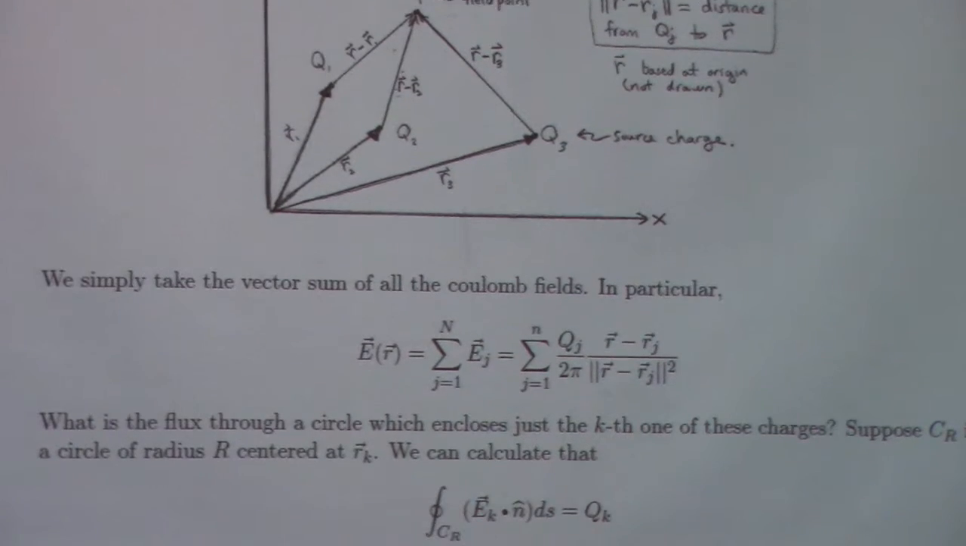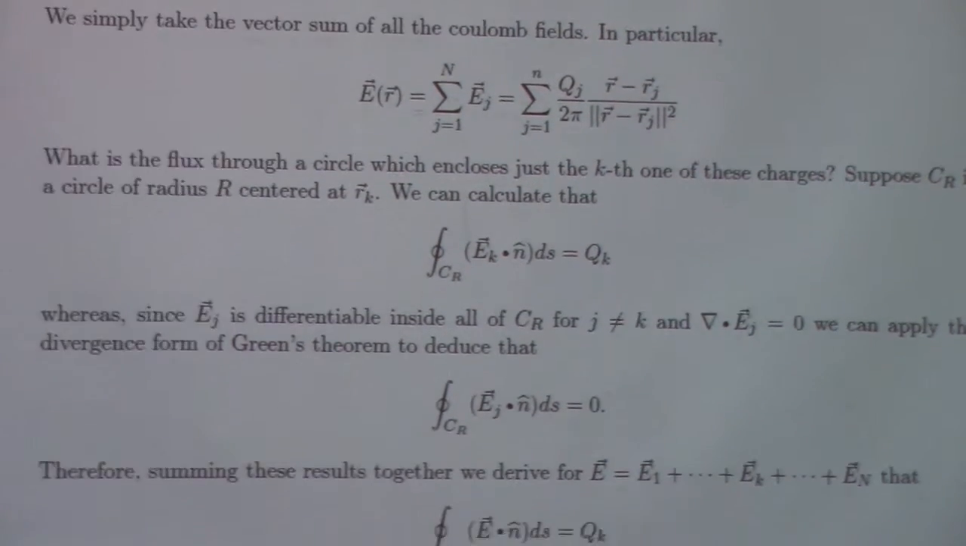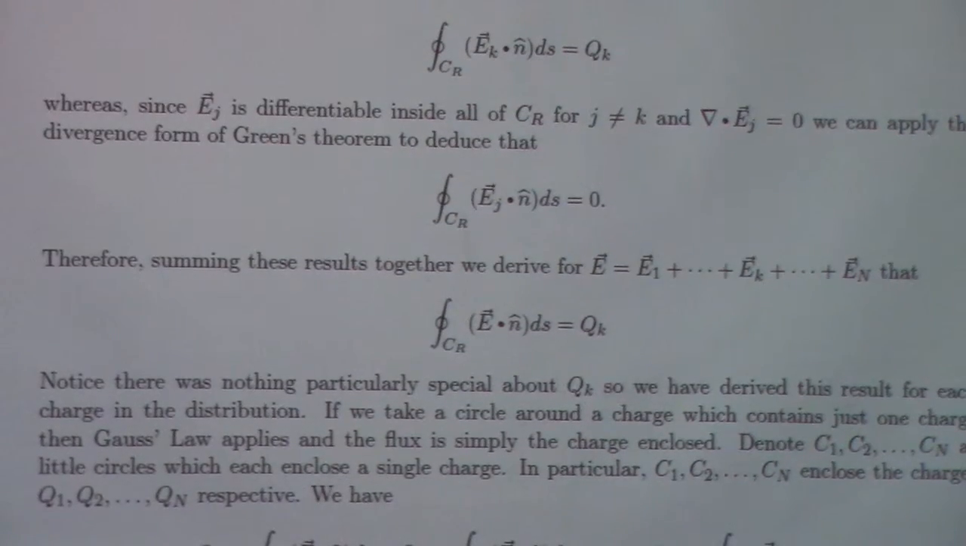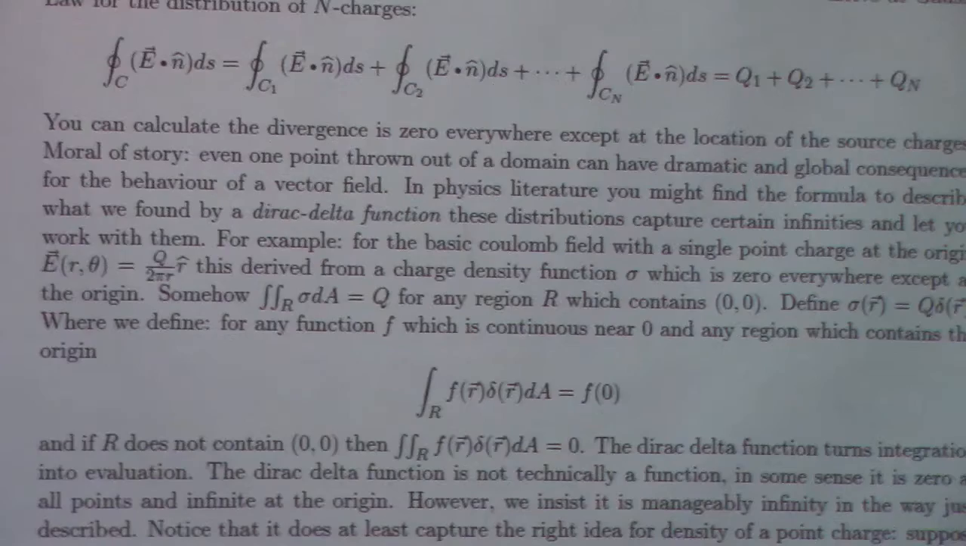Now I'm going to fix that a little bit, but first I discuss how to extend this for more charges. Basically, if you have more charges, you just add the Coulomb fields together by the principle of superposition. And so the net electric field will be the sum of the n electric fields at the different point charges.